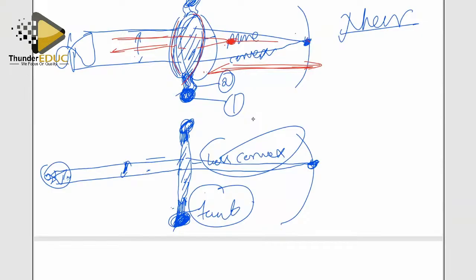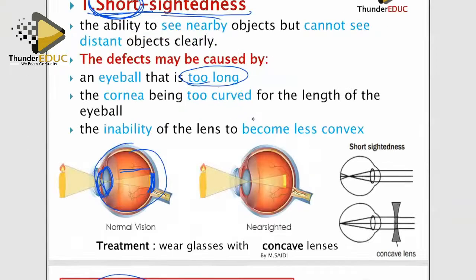That's why they're saying that the eyeball is too long. That's why now you see the image is focused before it reaches the retina. The image falls before it reaches the retina.